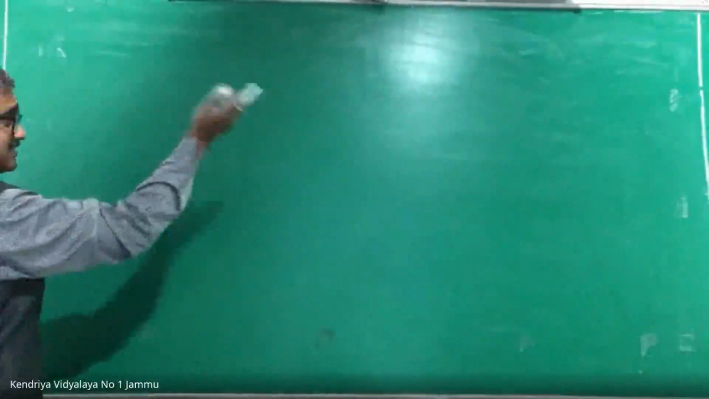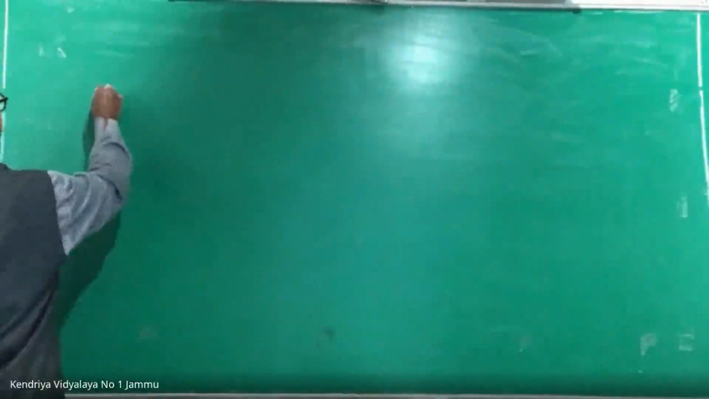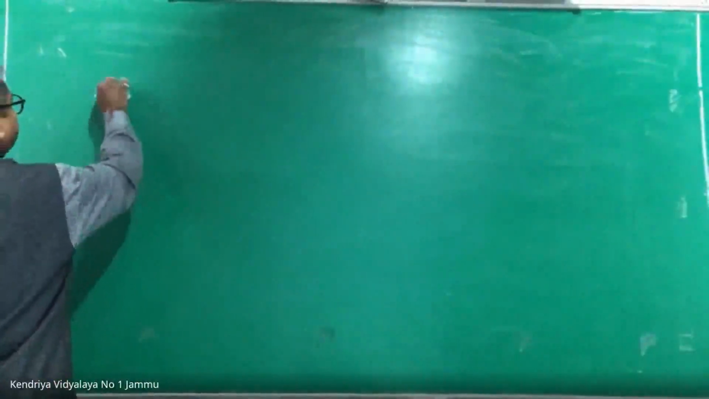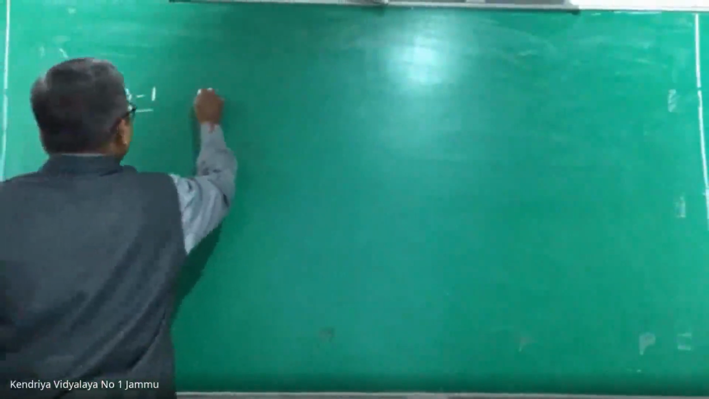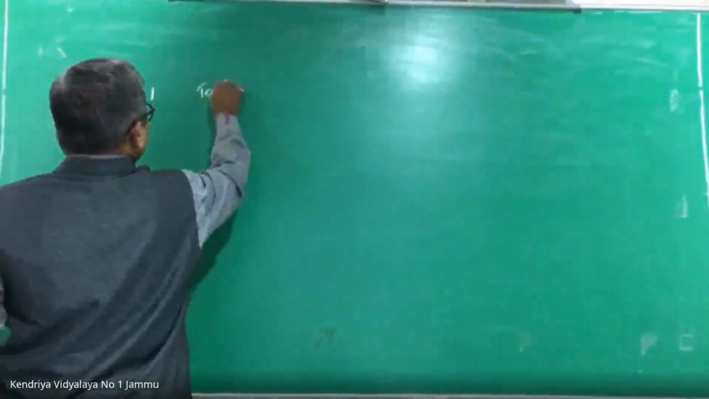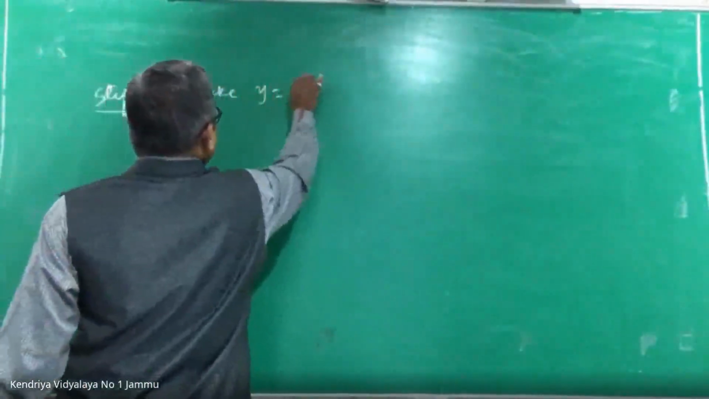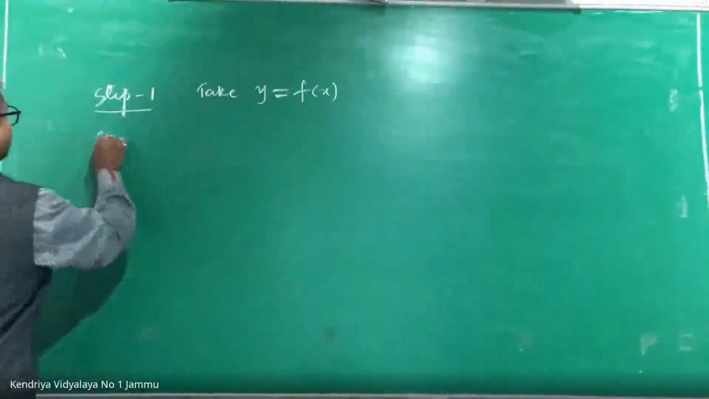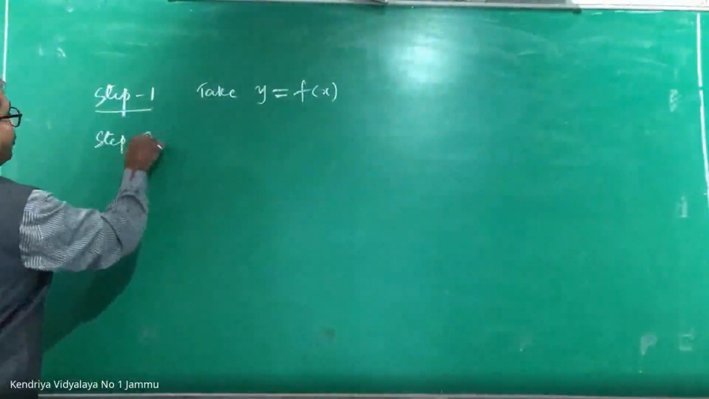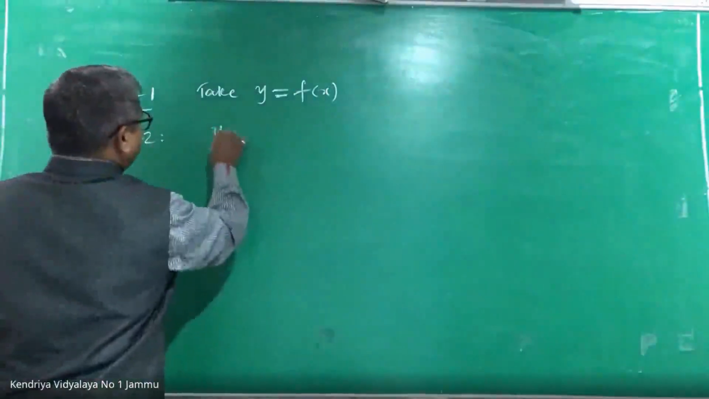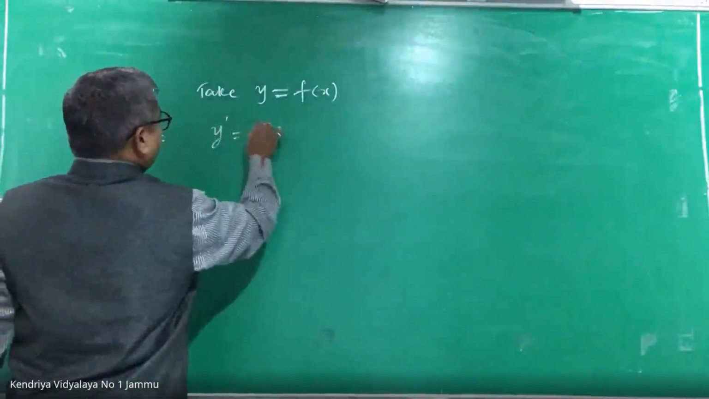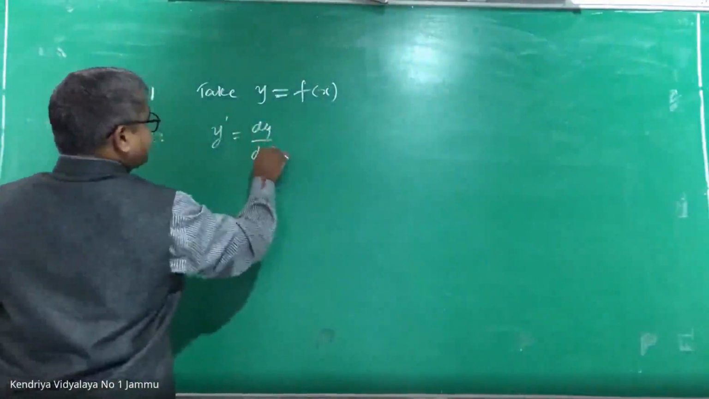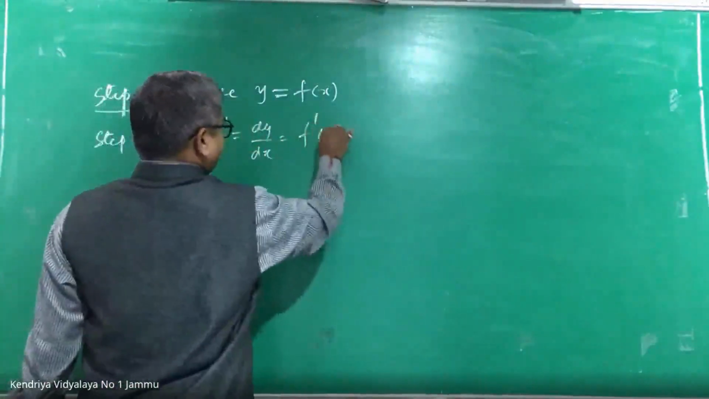I'll explain the steps also, but do not write anything now. Look at the blackboard. Step 1. Take the function y is equal to f of x as given in the problem. Step 2. Differentiate it once, what we call dy by dx is equal to f dash x.